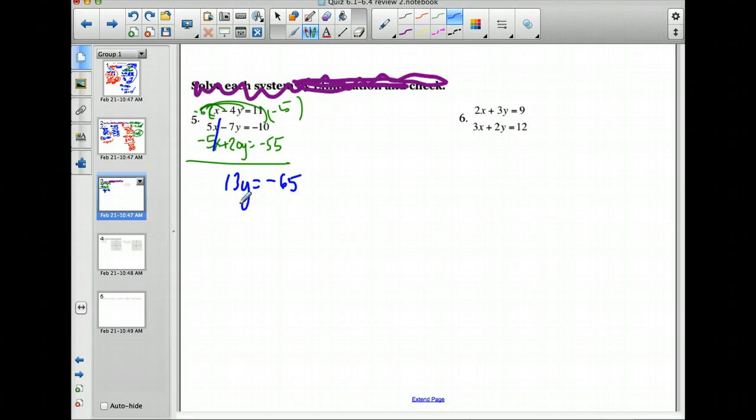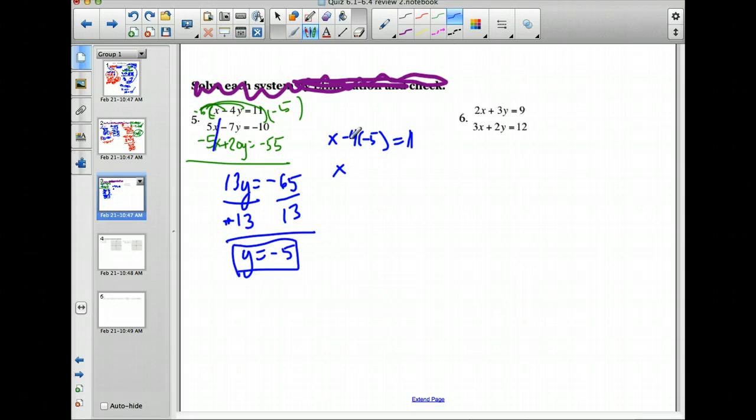And then divide both sides by 13. And that gives us y equals negative 5. Plug that into either one of the equations. I'll plug it into the top one. So I have x minus 4 times y, which is negative 5, equals 11. So x, negative times a negative is a positive 20, equals 11. X equals negative 9.